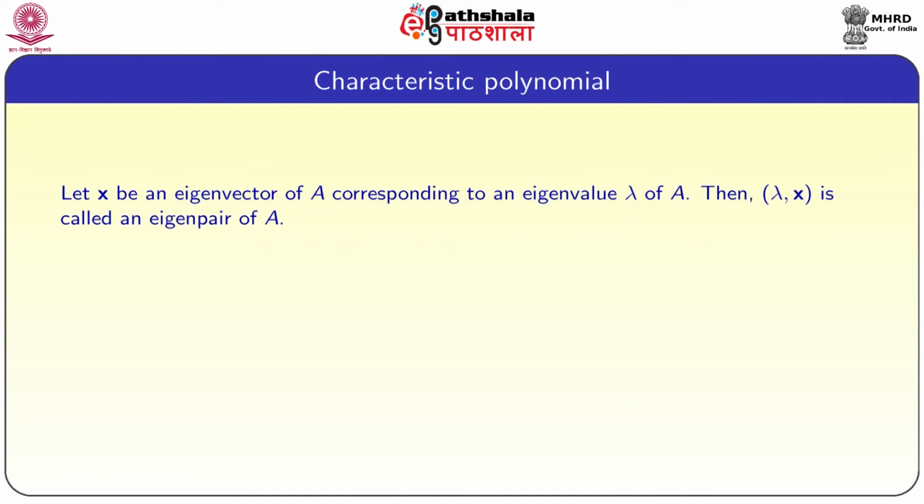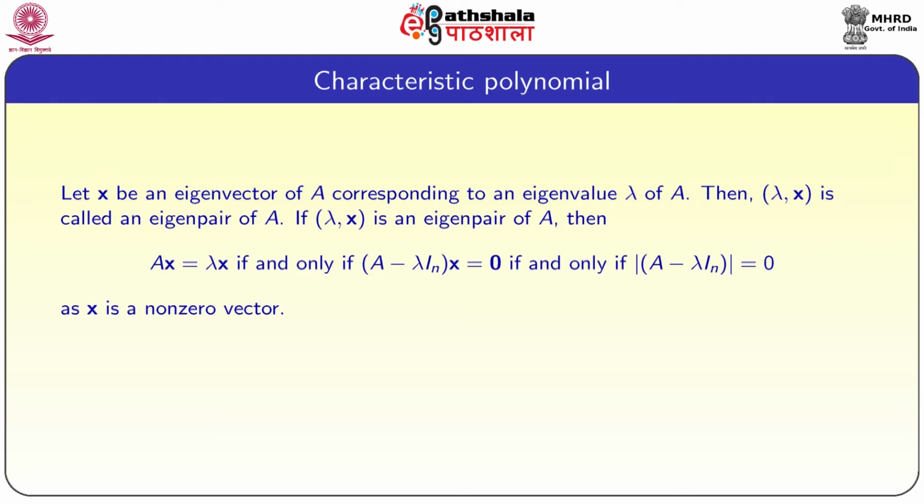Now, we are going to define the characteristic polynomial of a matrix A. Let x be an eigenvector of A corresponding to eigenvalue lambda of A, then (lambda, x) is called an eigenpair of A. If (lambda, x) is an eigenpair of A, then we have Ax equal to lambda x, that is if and only if (A minus lambda In) x equal to 0, where In is the identity matrix of size n, where n is the order of the matrix A.